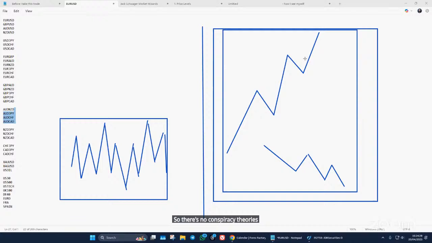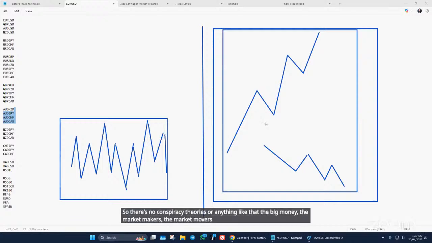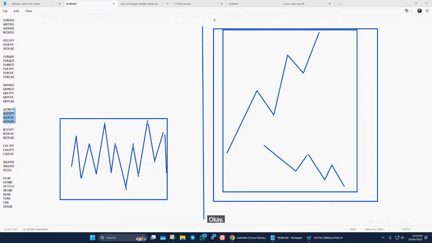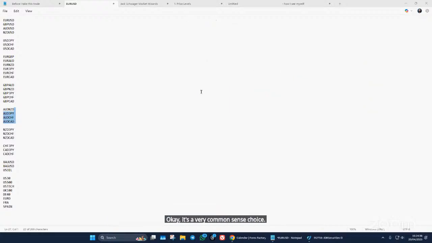The big money, the market makers, the market movers, they're moving the market, we see which way they're moving it, and we just piggyback on top. Okay, it's a very common sense choice. No conspiracy theories, we don't have to worry about that.